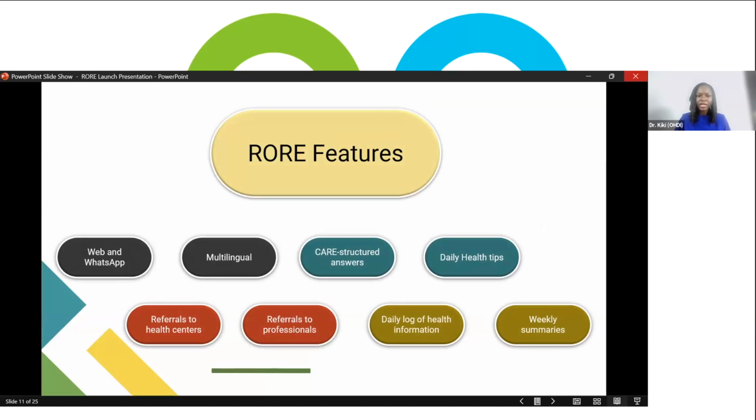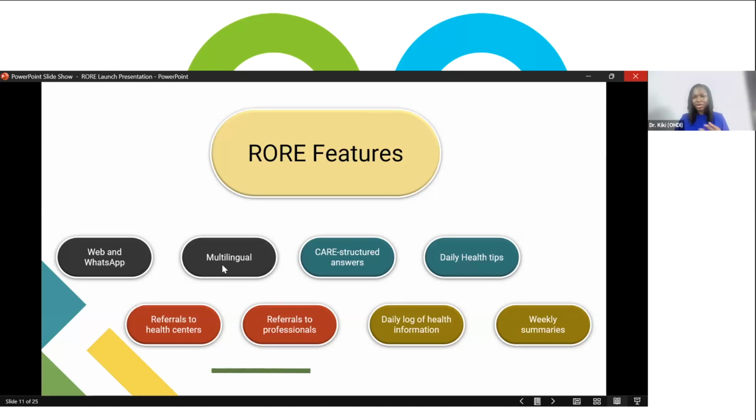Like I mentioned before, it has a web and WhatsApp platform. It's also multilingual. We currently have Rore in 9 languages: English, French, Arabic, Spanish, and a couple of Nigerian languages, I think Yoruba, Igbo, and Hausa. This is what we are starting with, first of all. We are going to be building on more languages later, but these are things that we worked around selecting, the most spoken languages, official languages across the world.